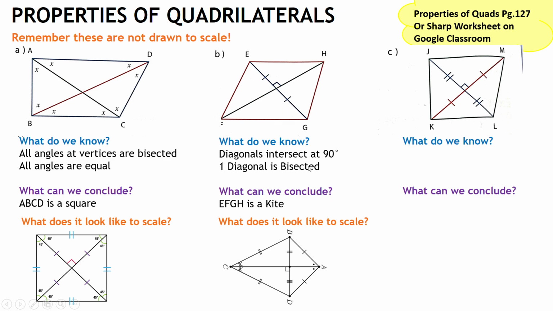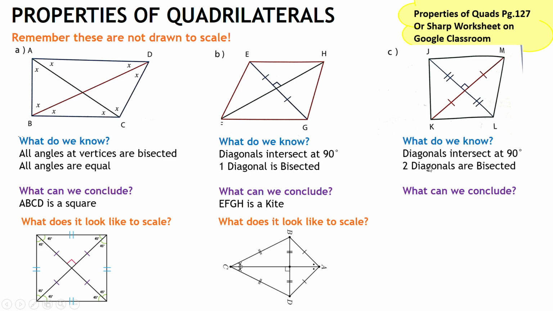It might seem difficult now, but if you start looking through the sharp worksheet, it shows you all the properties and you can easily figure out which one is which. So let's have a look at C. What do we know about C? Again, we know the diagonals intersect at 90 degrees. So again, it can either be a rhombus, square, or kite.